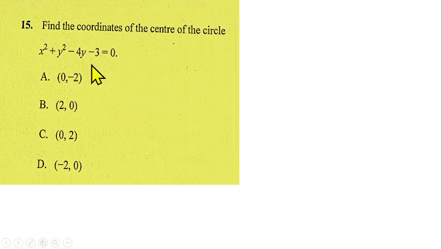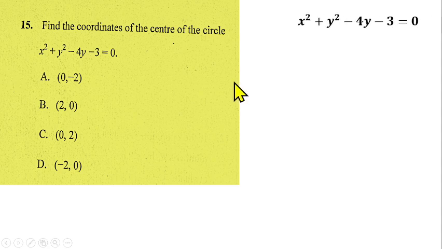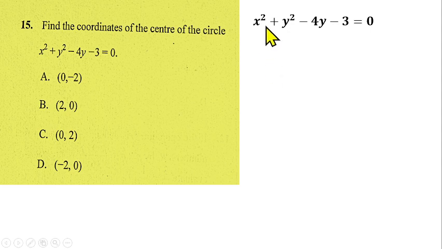Question number 15 is from the equation of a circle. Find the coordinates of the center of the circle x squared plus y squared minus 4x minus 3 equals 0. There are many ways to do this. I can use an application of differentiation for this, but nevertheless we can use the default method, which is the equation of a circle. And how do we do that? We have to use the complete the square method for x and y. So what do I do first?